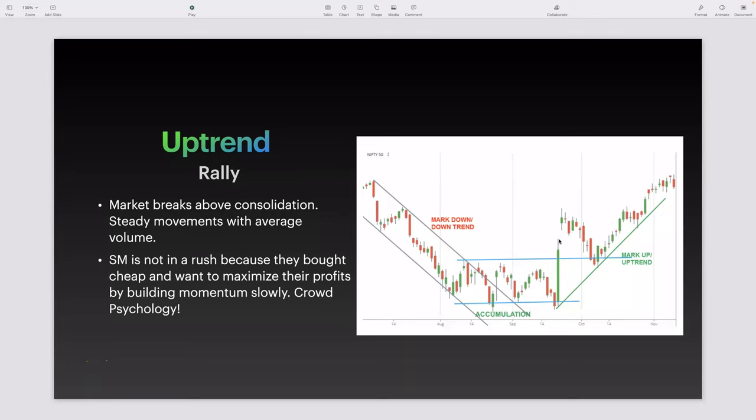And this is when everybody else is like, oh, okay, Apple's starting to move up. Let me go look at Apple. And then more buyers come in, more demand is created, the price gets pushed up more. And it's literally crowd psychology.